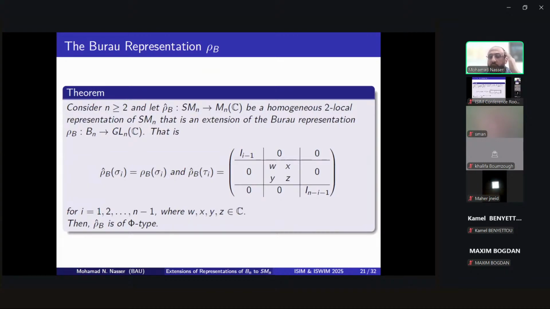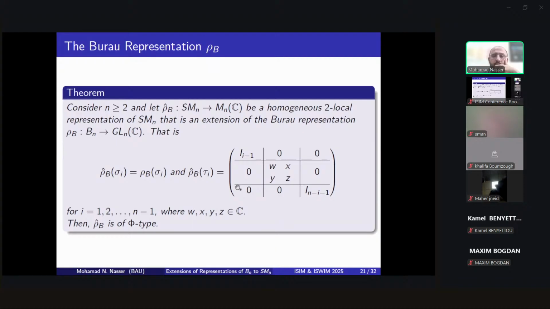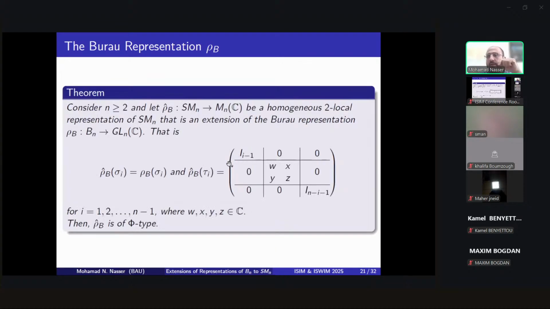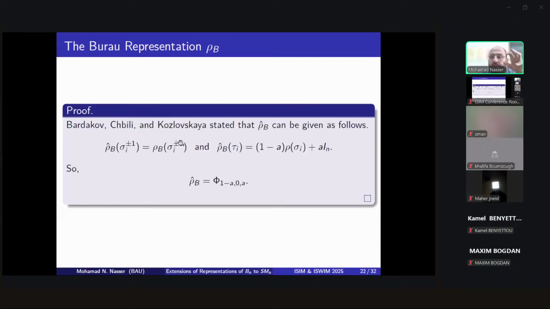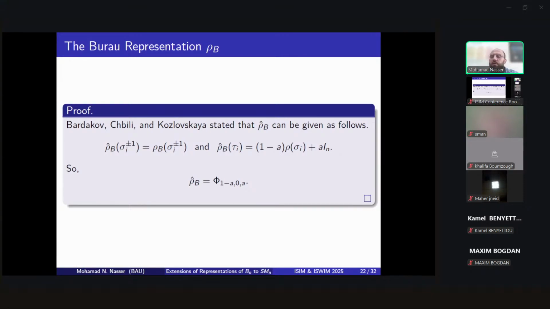The first result is that for the Burau representation, any local extension is of phi type. I said that we have 2 types of extensions: local extensions and phi-type extensions. It has been proven that any local extension has the phi type. This is the phi-type form. So in the Burau representation, any local extension is a phi-type extension. So this is not a big deal.